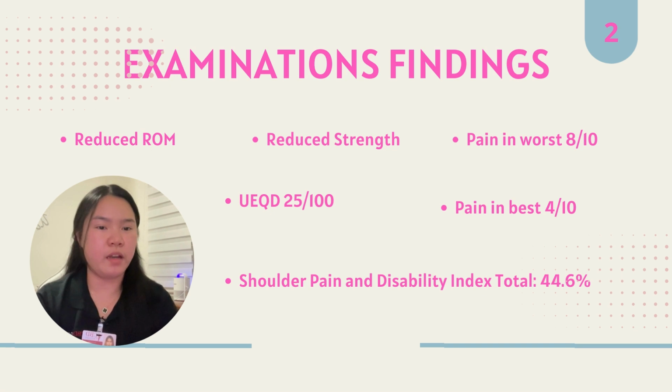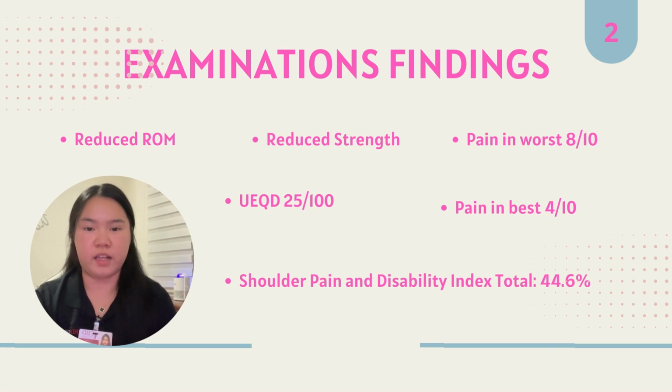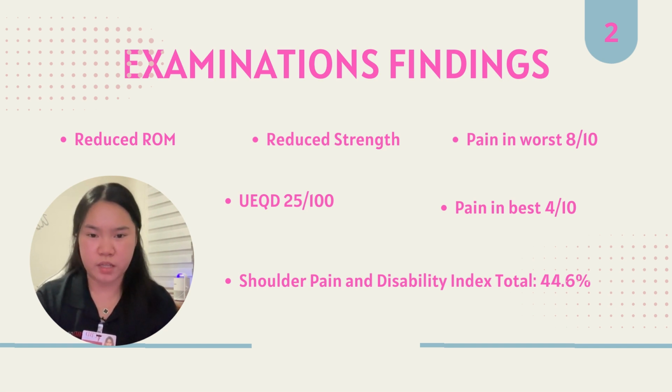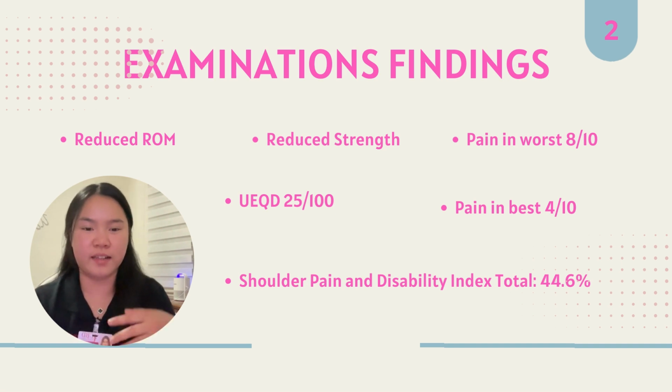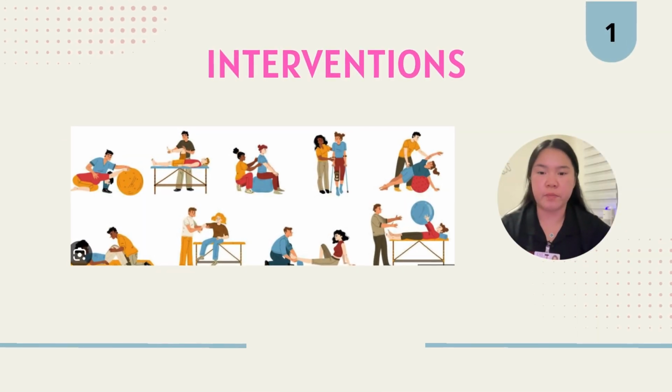Her pain at worst is 8 out of 10, and she feels tightness at the anterior deltoid. Her pain at best is 4 out of 10, which is when she relaxes her shoulder and doesn't do any overhead activities. Her upper extremity QuickDASH is 25 out of 100 to measure any disability, and the shoulder pain disability index total is 44.6%.